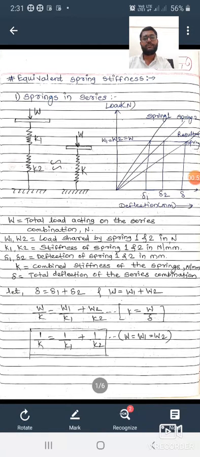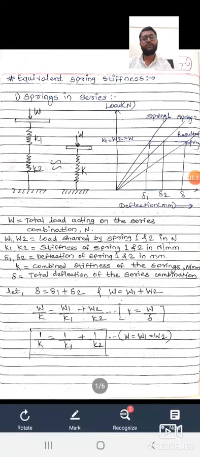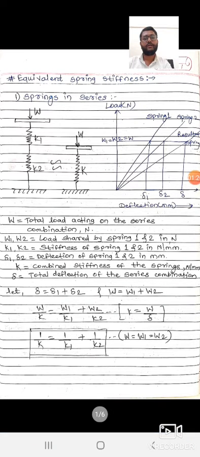In case of series combination, the load acting is the same, that is W1 = W2 = W, and here delta 1 and delta 2 are the deflections of spring 1 and spring 2 respectively. So W is the total load acting on the spring, W1 and W2 are the loads shared by springs 1 and 2, K1 and K2 are the stiffnesses of springs 1 and 2, delta 1 and delta 2 are the deflections of springs 1 and 2, K is the combined stiffness of the spring, and delta is the total deflection of the series combination.